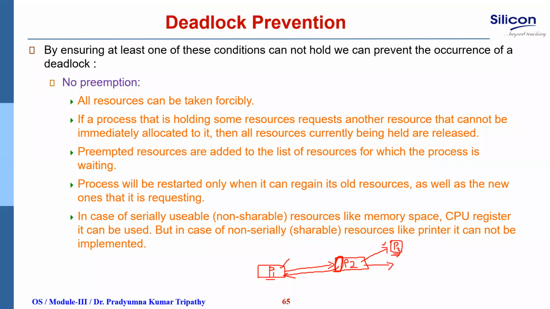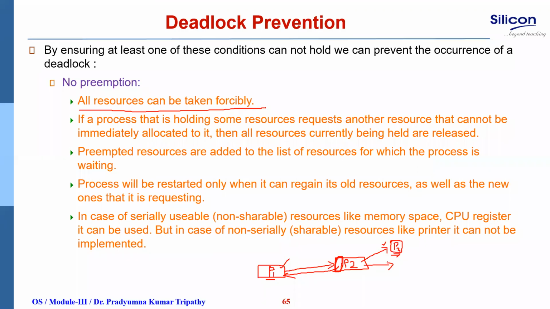So here it says all resources can be taken forcibly. What can we do in preemption? One thing we can do, we can preempt all resources forcibly. Suppose there is a traffic jam and none of the vehicles is willing to move, then the traffic police will come and forcibly take one car out, or all cars out. So all resources can be taken forcibly.